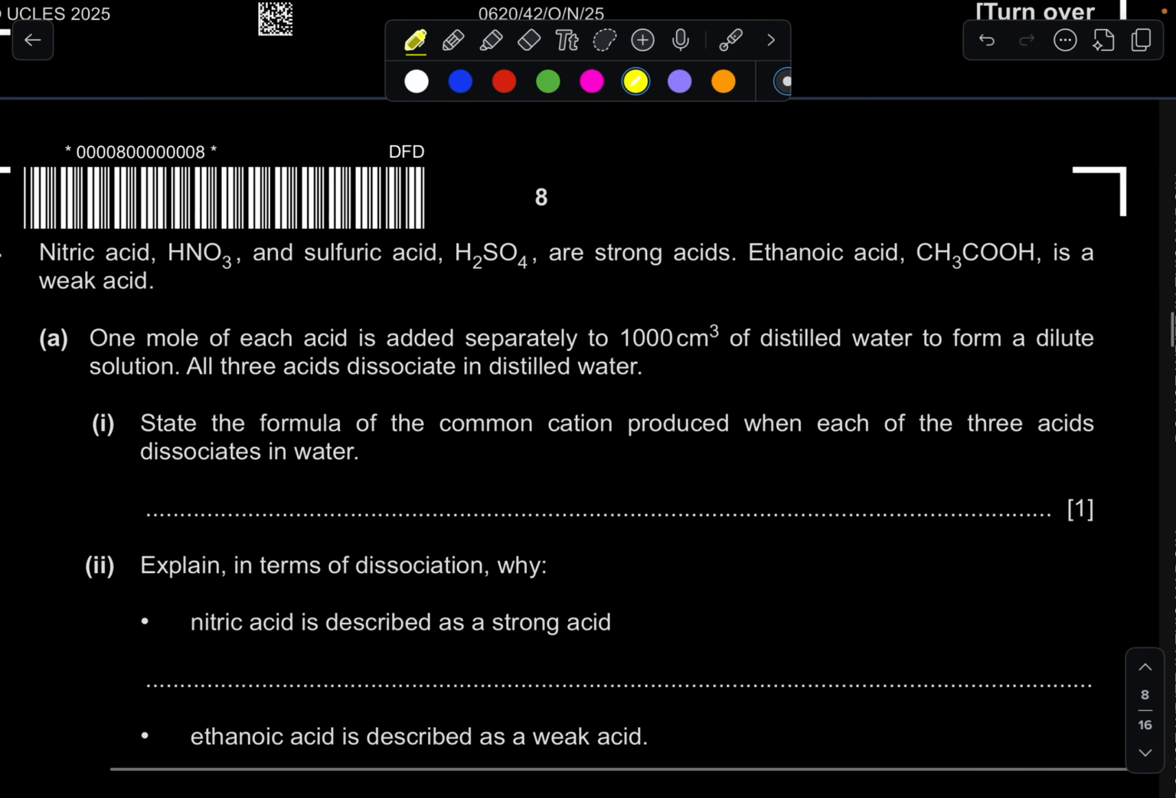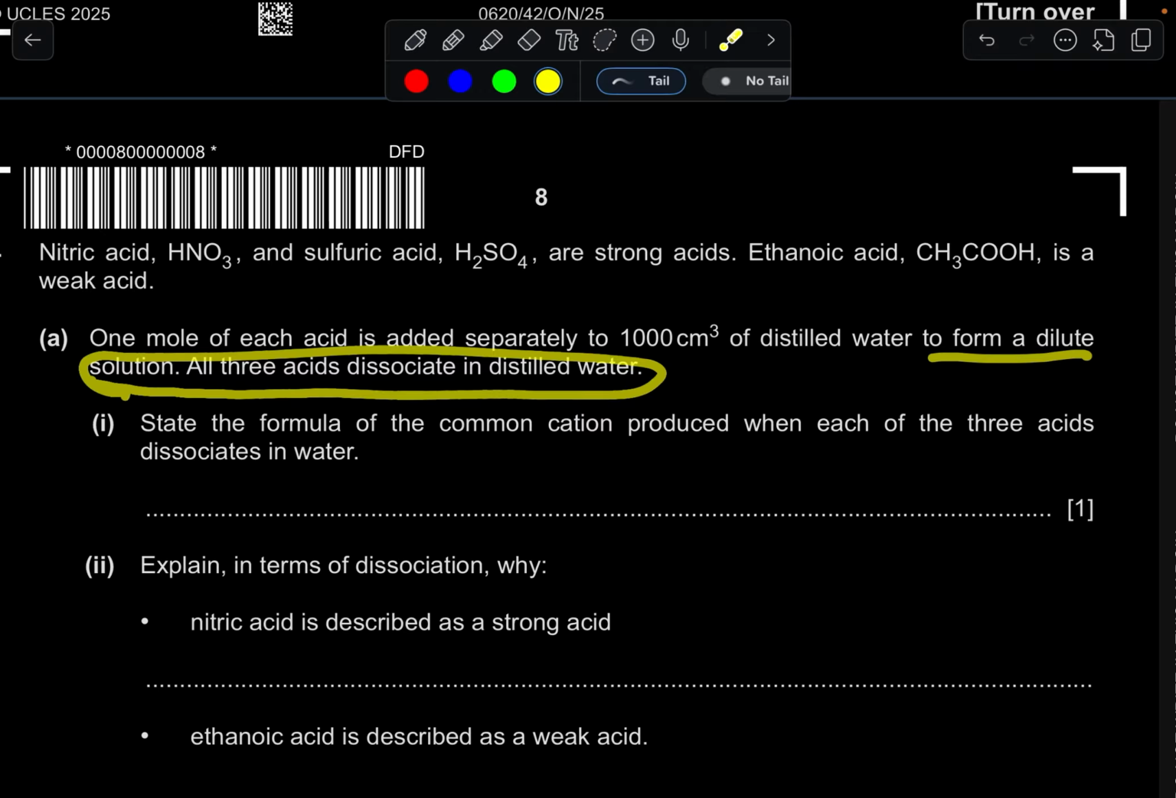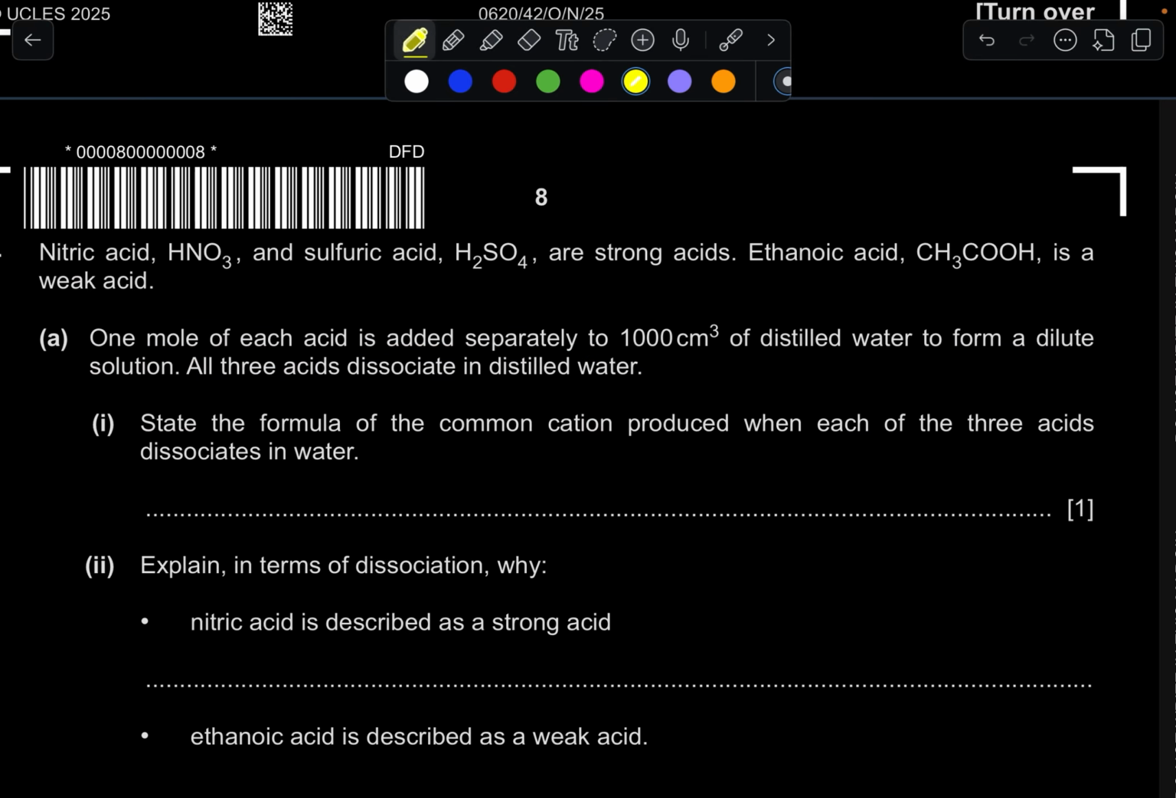Nitric acid, HNO3, and sulfuric acid, H2SO4, are strong acids. Ethanoic acid is a weak acid because it partially dissociates. 1 mole of each acid is added separately to 1000 cm cube of distilled water, 1 dm cube you can consider it to be, to form a dilute solution. All 3 acids dissociate in distilled water. State the formula of the common cation produced when each of the 3 acids dissociate: an H plus ion.